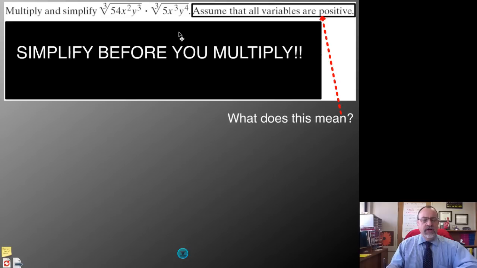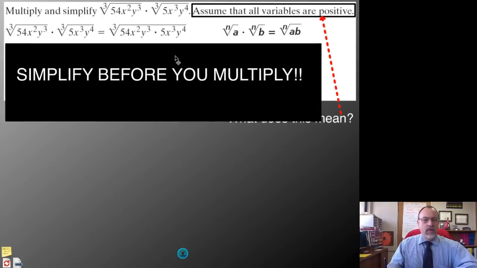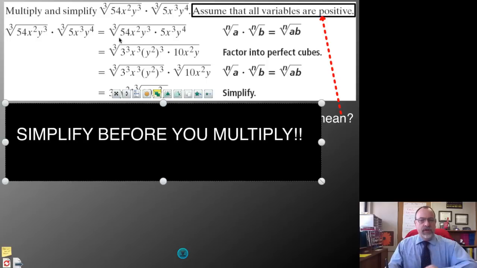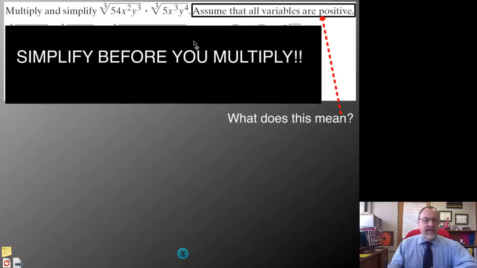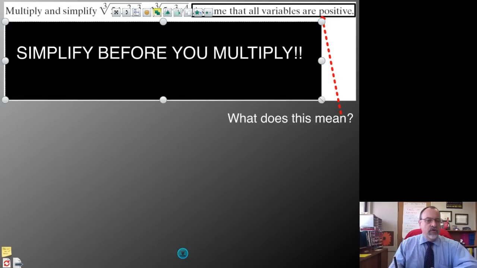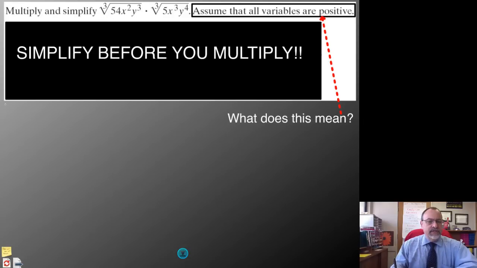Now, this example is from your book, and they walk you through this, putting them all underneath, and they do all the prime factorization underneath and all of that. I'm going to skip that and show you how hopefully simplifying first makes things a little bit easier. So the first thing I'm going to do is take this first radicand here and simplify it. So I have the cube root of 54 x squared y cubed.